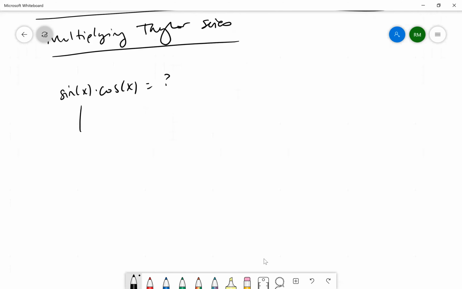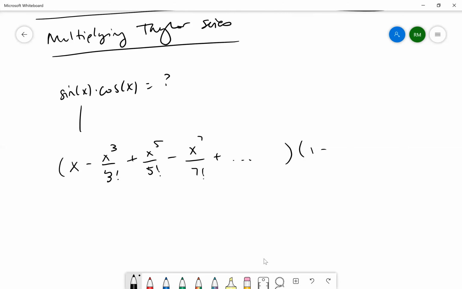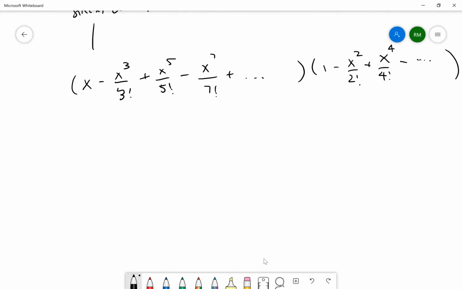So we know that the sine of x looks like this. It's x minus x cubed over 3 factorial plus x to the 5th over 5 factorial minus x to the 7th over 7 factorial, and so on. And the cosine is 1 minus x squared over 2 factorial plus x to the 4th over 4 factorial, etc. So how do I multiply two series like this? Well, I can create a little grid like this.